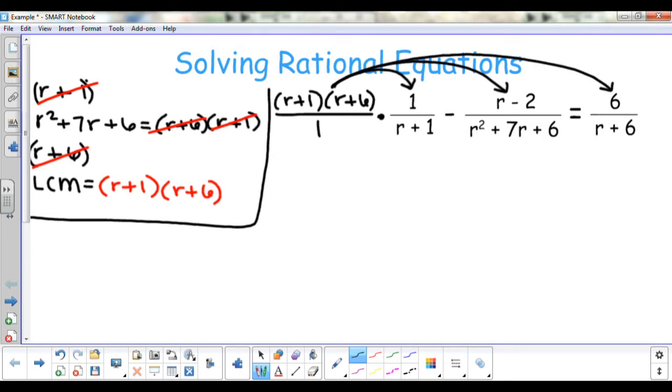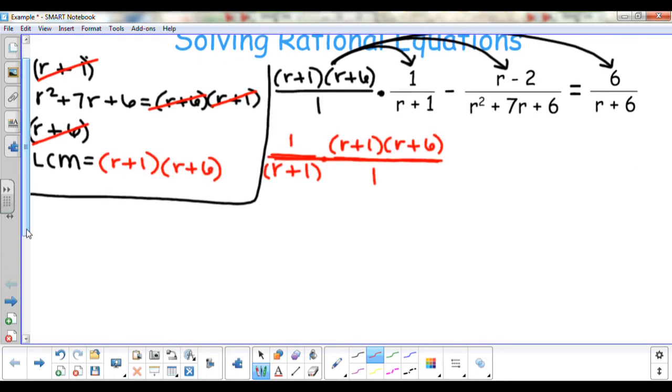So my first fraction is 1 over r plus 1. And I'm going to multiply it by our least common multiple of r plus 1, r plus 6 over 1. So remember, when you multiply fractions, we think of this as one giant fraction, and we cancel out what is in common in the numerator and the denominator. So my r plus 1 can cancel, and it leaves me 1 and an r plus 6 in the numerator. So that would just be r plus 6, and that's all over 1 in my denominator. So that would really just be r plus 6.